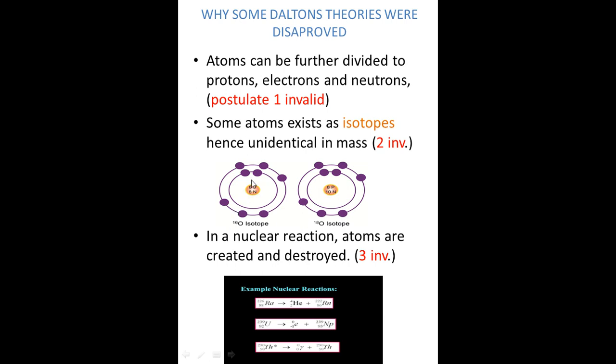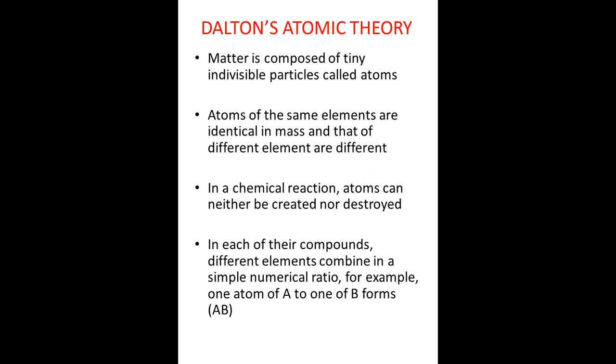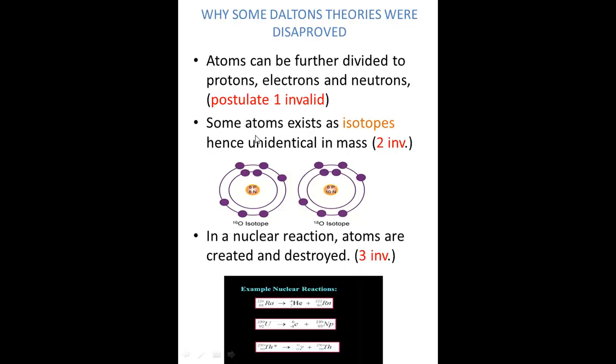So if you have an atom like an oxygen atom that can have different numbers of neutrons, it means it has different mass numbers. So his theory that atoms of the same element are identical in mass was disproved because of the existence of isotopes. That theory was disproved by later scientists.